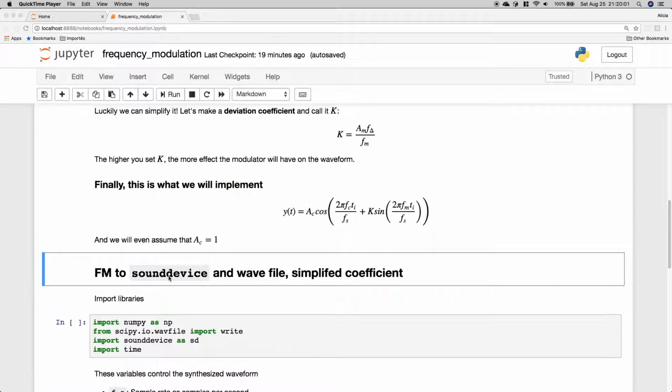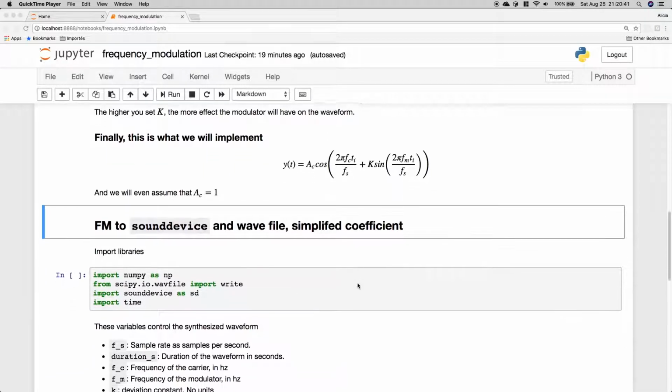We're going to do frequency modulation and sound device, which will play the sound out live. Yes, from within the Jupyter notebook. It's kind of interesting. And it writes out a wave file to the same directory which you launched the Jupyter notebook in. And it uses that simplified coefficient we just made, the k.